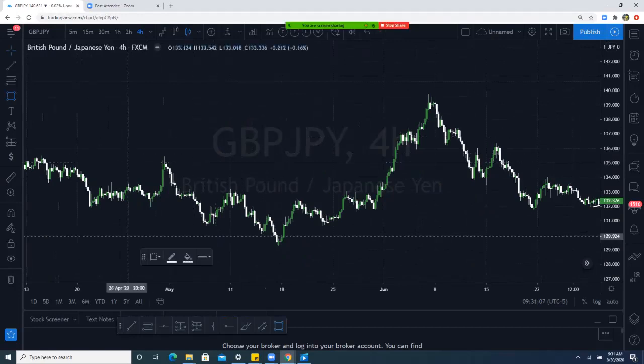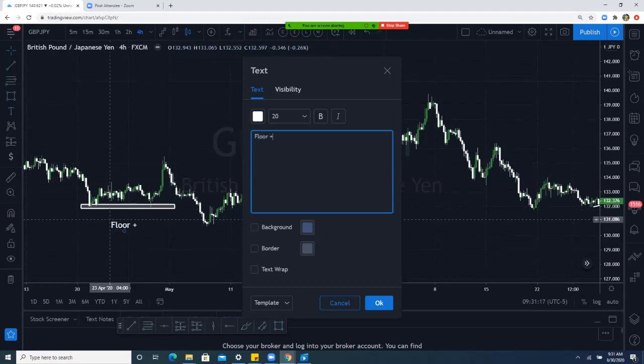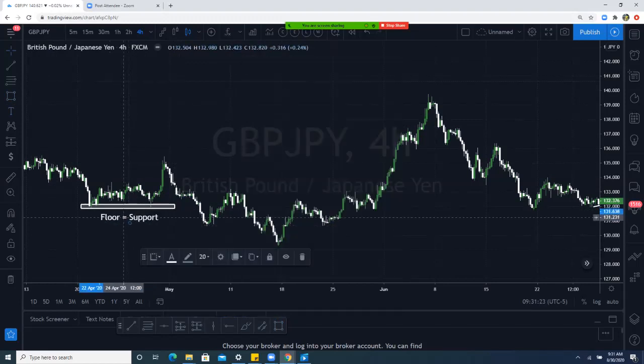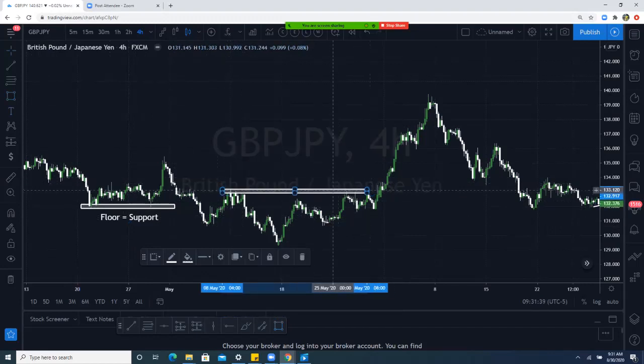This right here would be an example of that, because this is a floor. Floor equals support. Always remember that. So this is a support. A resistance is going to be a level or an area where price comes up to it and the momentum stops in that area. An example of resistance would be right here. This would be resistance because price is coming up to that area and is getting rejected off of that area. Resistance is on the top, support is on the bottom. So this would be resistance.